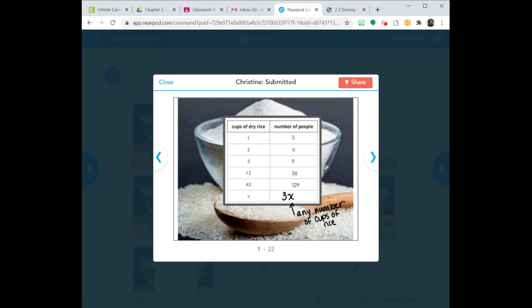What it is telling me is that X is any number of cups of rice. If I take that number and multiply it by 3, it's going to give me the number of people. So the way I show that in an expression, that's what that's called, is to just say 3 times X, but I don't need any symbol in between. I don't need the multiplication sign. I just say 3X to show that I'm taking the number of cups of rice times 3. But if I don't know what that number is, I'm using my X to represent it.